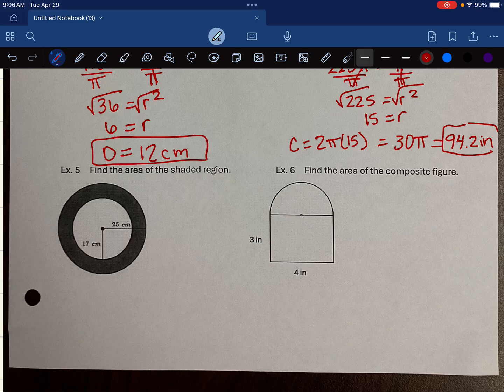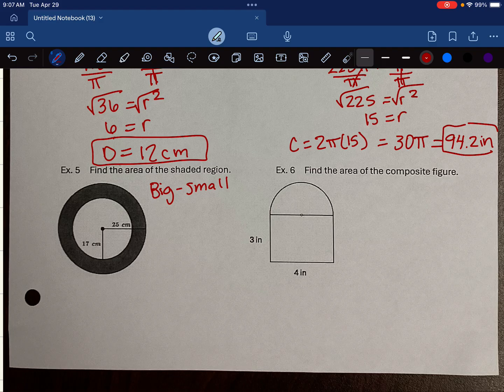All right, number 5. It wants us to find the area of the shaded region. Any thoughts on how I could do that? 25 minus 17. You have the right idea, but not just 25 minus 17. What do I have to do first? Find the area of the big circle, then find the area of the small circle, and then subtract them. So basically, we're just going to find the area of the big, subtract the area of the small.